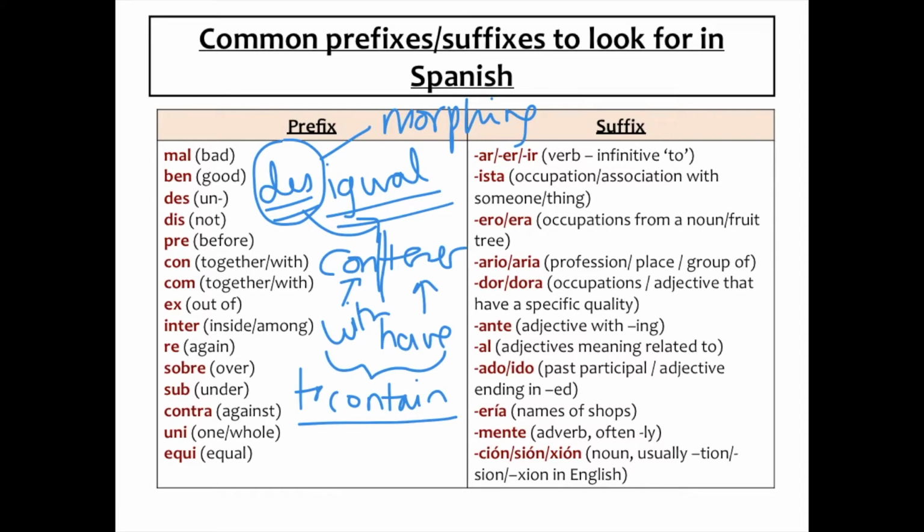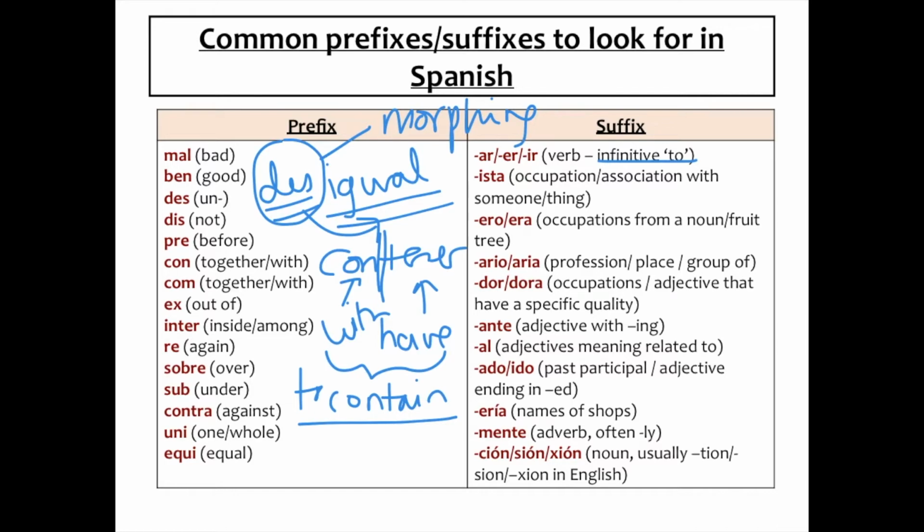Suffixes often give us a clue to what type of a word it is. So is it a noun, adjective, verb? Here's a few examples. So er, and ir. If a word ends in those, we know it's more than likely going to be a verb, and more specifically an infinitive. So from just the category of verbs, I know it's an infinitive. So rather than being I eat, I know it's going to be to eat.